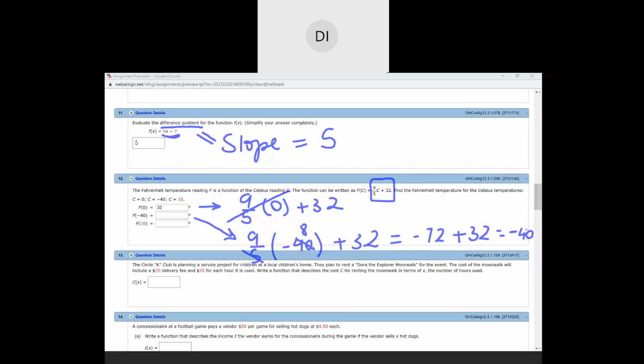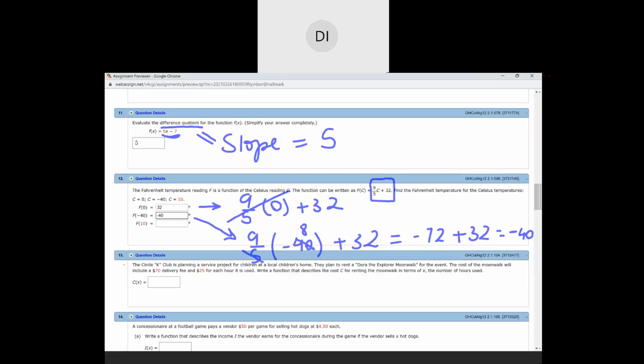I guess, yeah, I did it the same way. Well, yes, 9 times negative 8 is negative 72, and negative 72 plus 32 is negative 40. Yeah, that's it. I mean, it's okay, whatever you get, right? Negative 40. Just follow the formula.